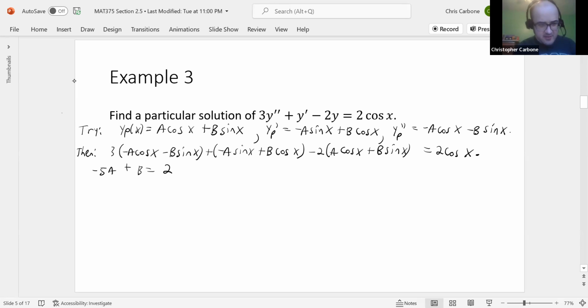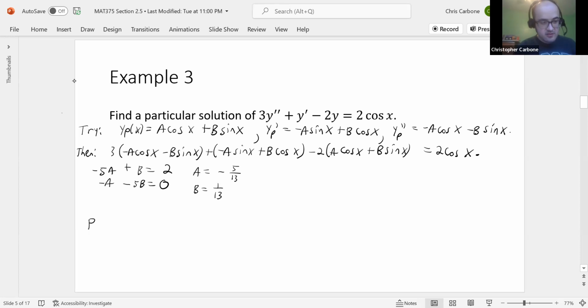And then for the sine terms, this would be negative a minus, we have negative 3b, negative 2b, so negative 5b. And that'll be equal to 0 because there's no sine term on the right-hand side. So solving this system of equations, we get A being -5/13 and B being 1/13.